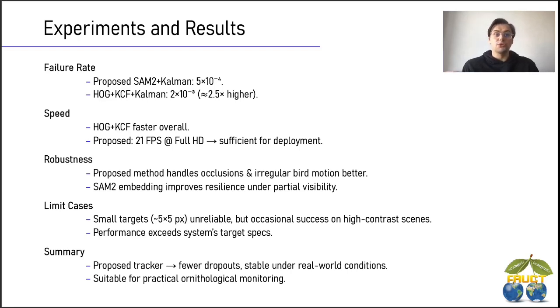It also shows greater robustness to occlusions and unpredictable motion, for example when a bird briefly disappears behind a tree or changes direction abruptly. Even very small objects, around 5 by 5 pixels, can sometimes be tracked if they have high contrast. Overall, the proposed tracker ensures fewer dropouts and smoother tracking in all tested scenarios.